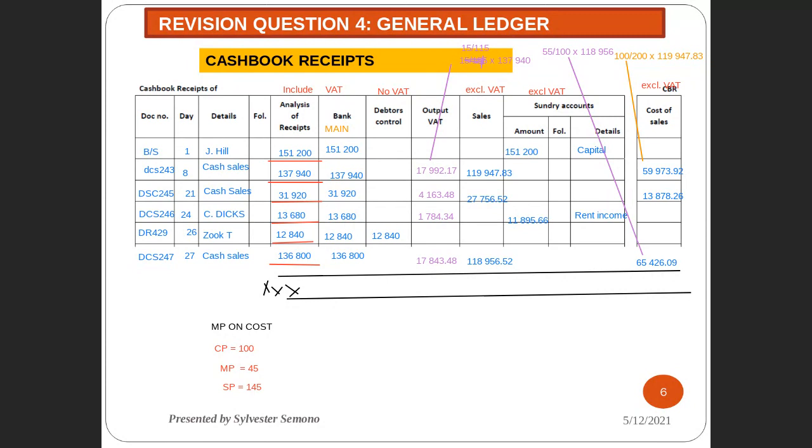But when the markup is on selling price, it will be analyzed as follows. The cost will be 55. I think you remember this, guys. I was shouting that I don't know how many weeks I was using this. And the markup is given. Okay, I told you how to do that. Do you all remember this?